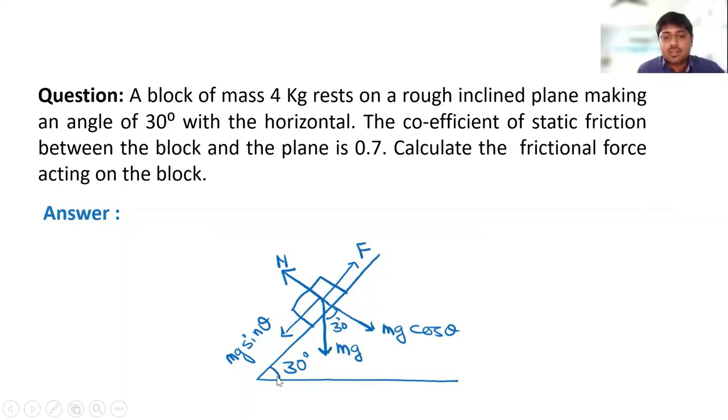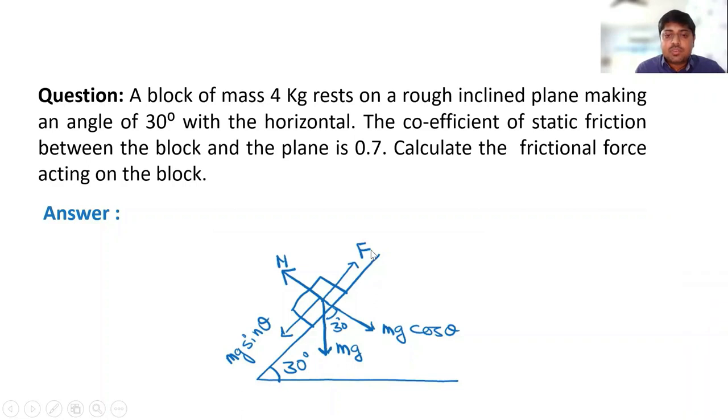This relation we can find using simple trigonometry. And another component of this force, mg, will be along this plane. That will be mg sin theta. So this component, that is mg sin theta, may result in moving or sliding of this block in this direction, that is the downward direction.